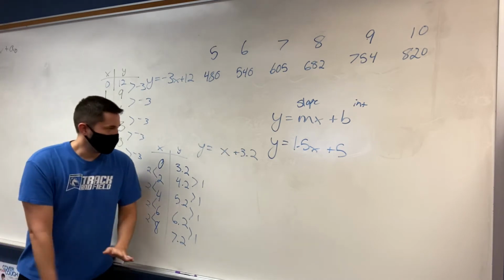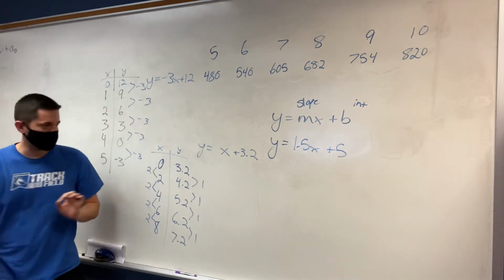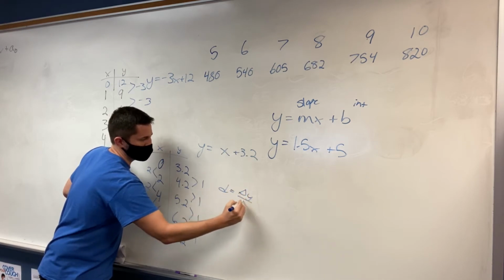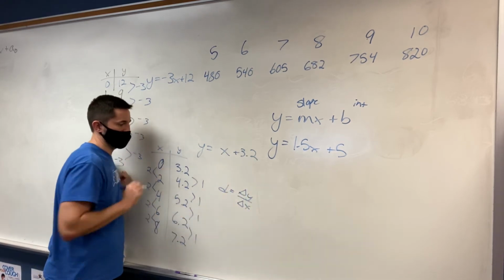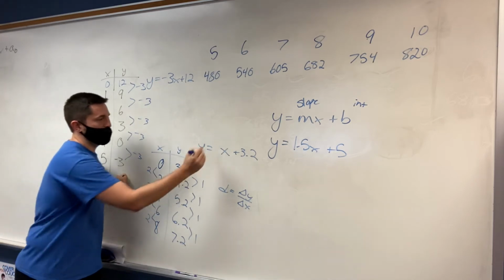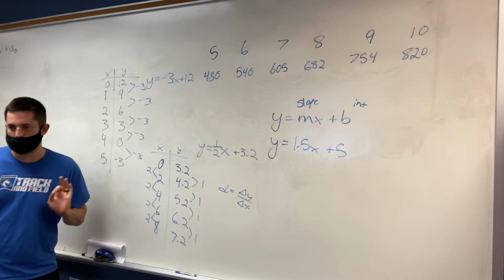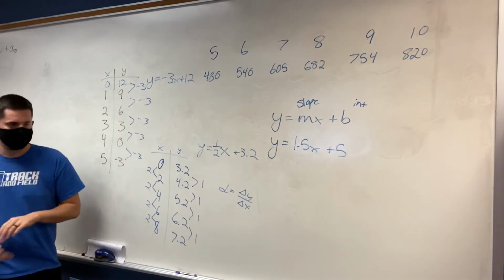All right, anyway. So the difference, we've talked about this before, is the change in y over the change in x, rise over run, whatever you want to call it. So the change in y is 1 over the change in x is 2. It's half. The slope is a half.